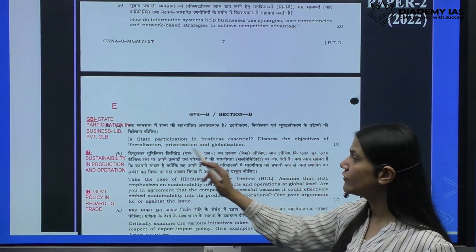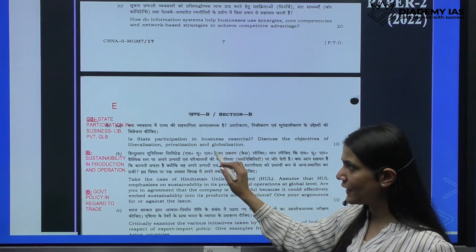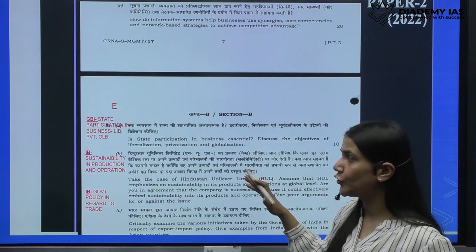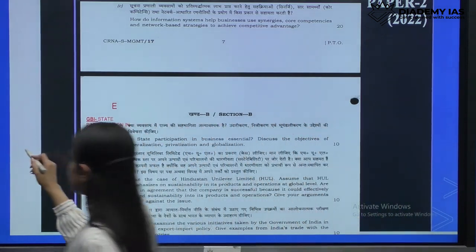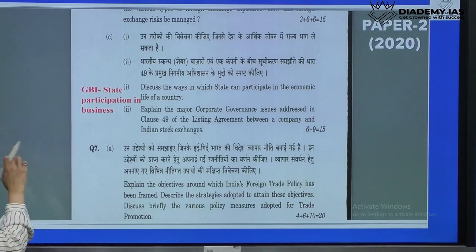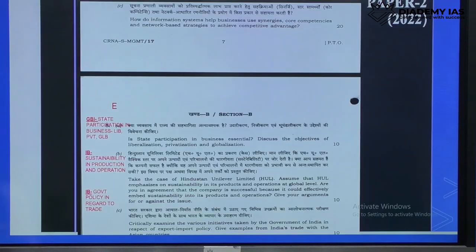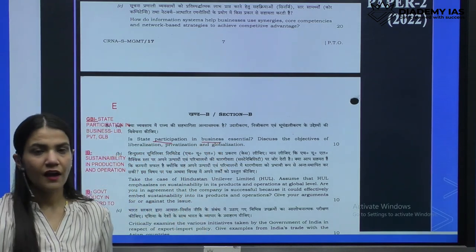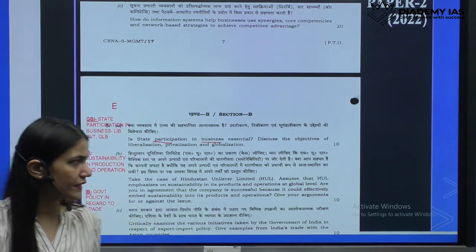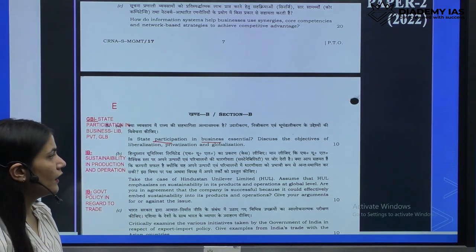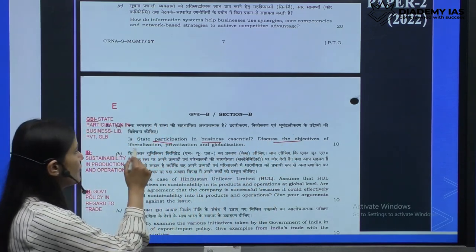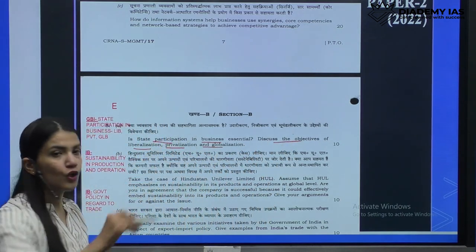Discuss the objectives of liberalization, privatization, and globalization. So again, this is a 10 marker question, as you can all see here on your screen. The question is basically a direct question. It is asking how the state, that is the government, plays a significant role in the business environment, as well as asking you to state the objectives of liberalization, privatization, and globalization.